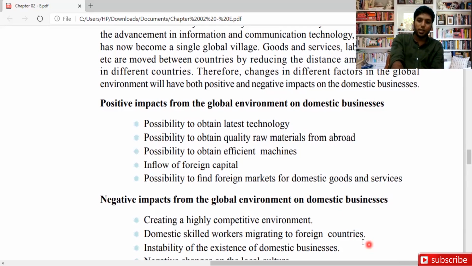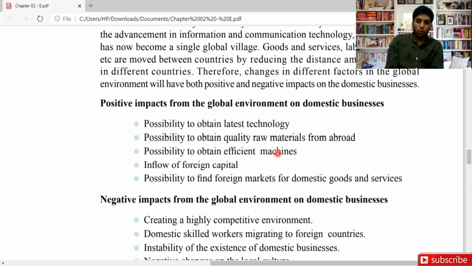Possibility to obtain quality materials from abroad. Sometimes you can't produce certain products, so you will be able to bring that into your country. Possibility to obtain efficient machines. Sometimes you might be able to produce good machines in your country. When it comes to our country, we don't produce any vehicles in our country. Almost every vehicle comes from other countries, BMW, Mercedes, Audi, whatever the cars you take today, all are from different countries. So we can't produce something efficiently.